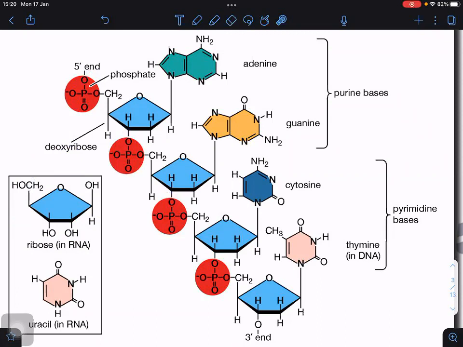Phosphate is the one that gives the acidity to DNA. So DNA is negatively charged. They are acidic, and that's why we call it a nucleic acid. The phosphate group comes from phosphoric acid, so it has the ability to donate protons. As long as a substance has the ability to donate protons, it is an acid. That's why we call them nucleic acids. Are you clear?